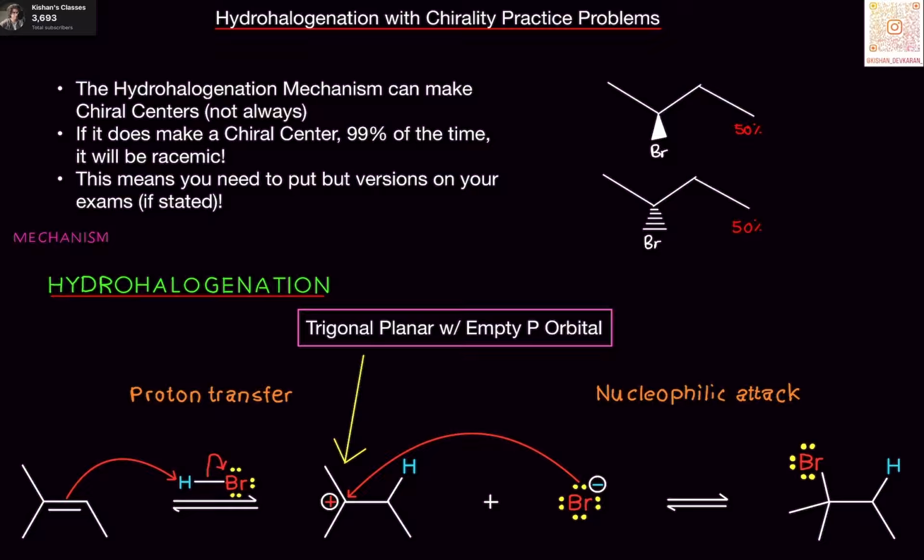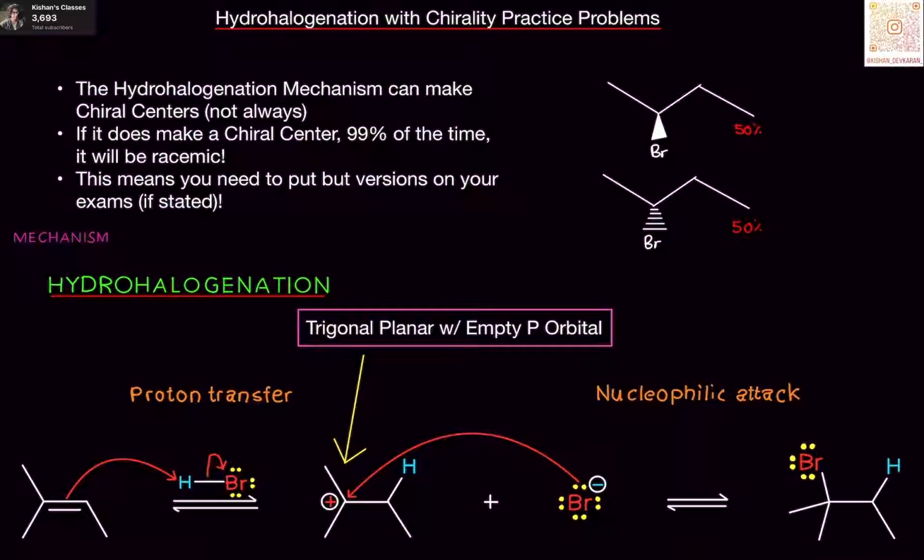Here's what they do. You do the mechanism and you put the halogen that you just added on a normal bond line when it's supposed to be chiral. This is immediately incorrect, and you're going to get points off. The second mistake students make is they just put the wedge configuration and don't put the dash, or vice versa. You need to put both, because both are answers.